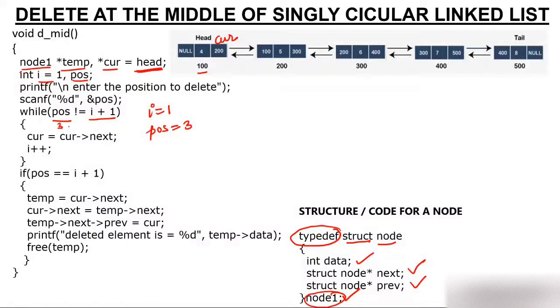What is position? Position is fixed, 3. And what is i plus 1? 1 plus 1 is what? 2. Is 3 not equal to 2? Yes, 3 is not equal to 2. The condition becomes true, so I'll move inside.